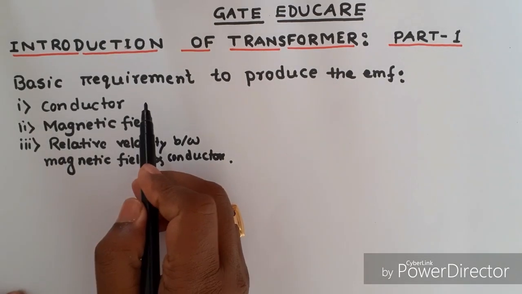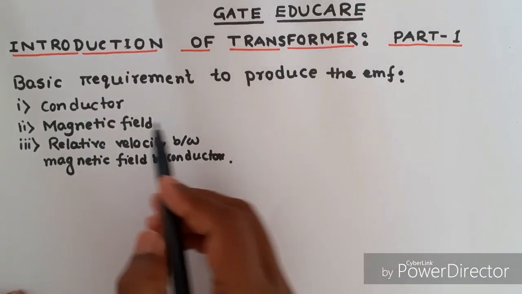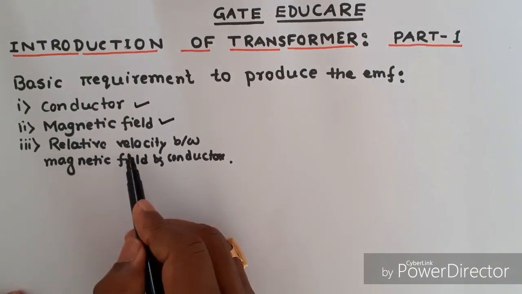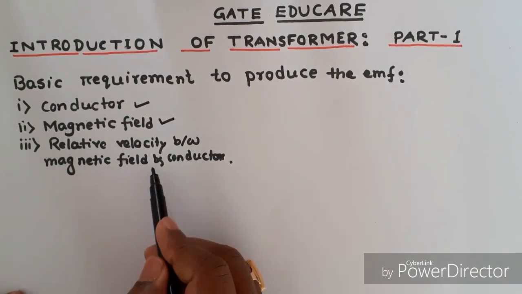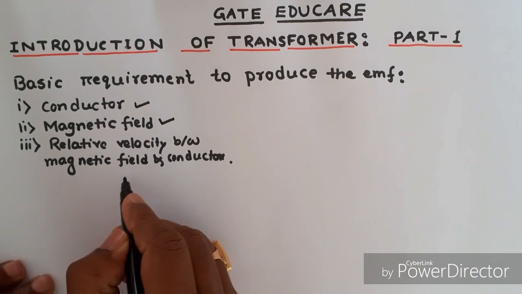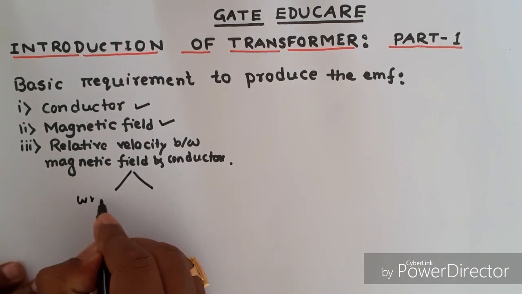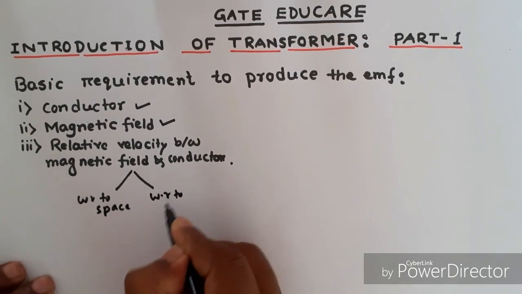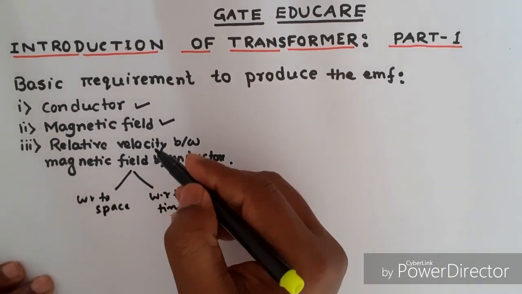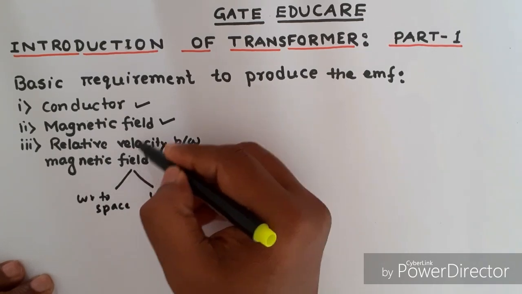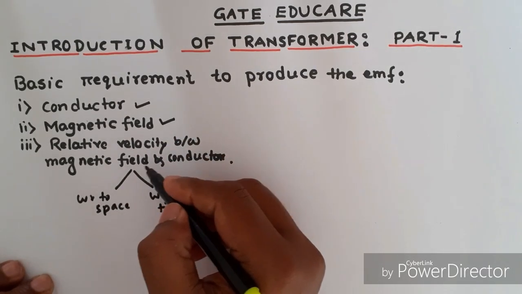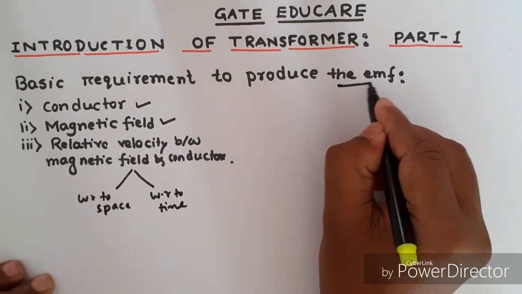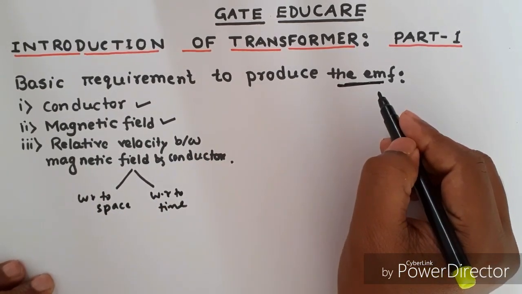The basic requirements to produce an EMF are, number 1, a conductor, number 2, a magnetic field, and the relative velocity between the magnetic field and the conductor with respect to space or with respect to time. That means the conductor should feel the flux passing through it changing with time. Then an EMF will be induced into the conductor.